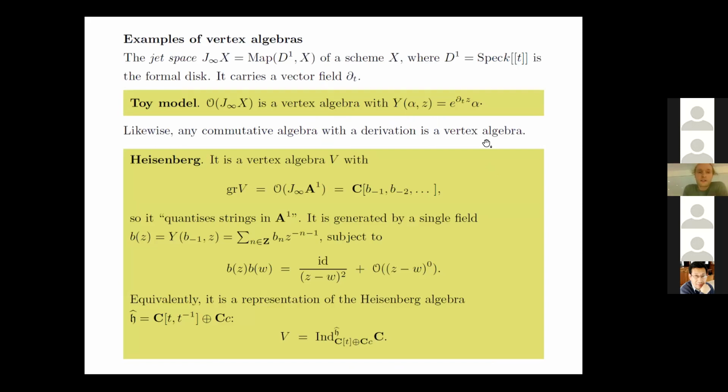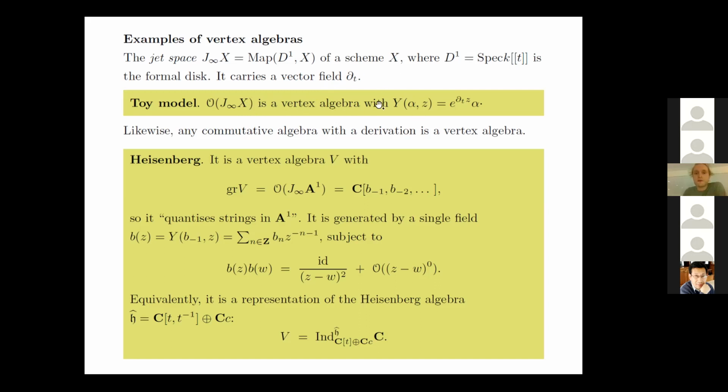The thing which realizes the toy model is the jet space of a scheme X. The jet space of a scheme X is the space of maps from the formal disk into X. This is an ind-scheme, and it carries a vector field given by loop rotation. In particular, its space of functions is a commutative algebra with a derivation.